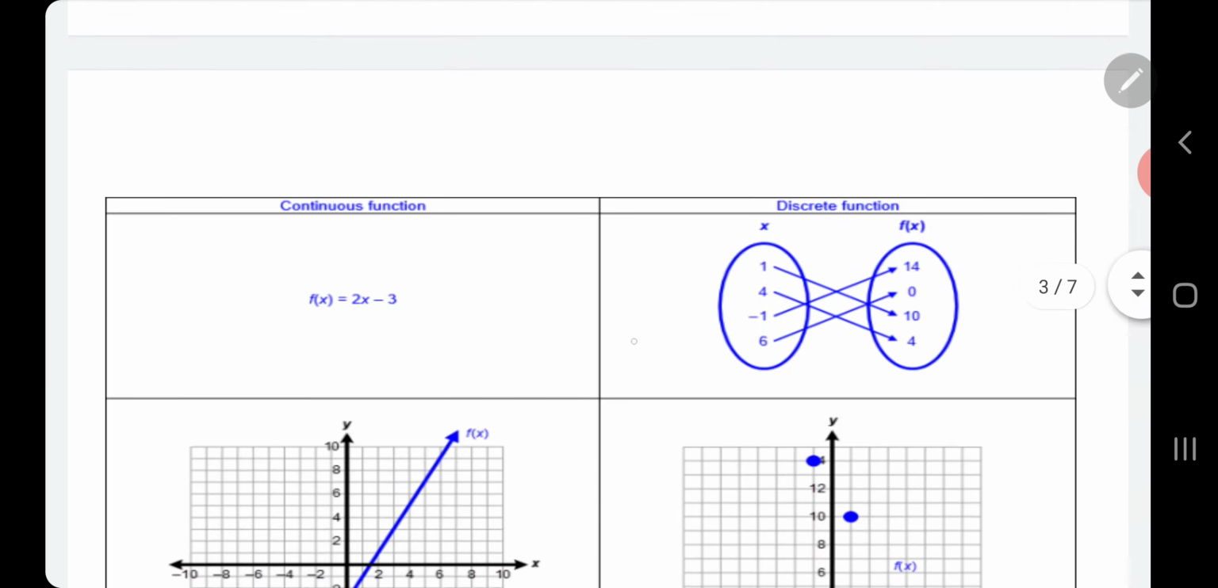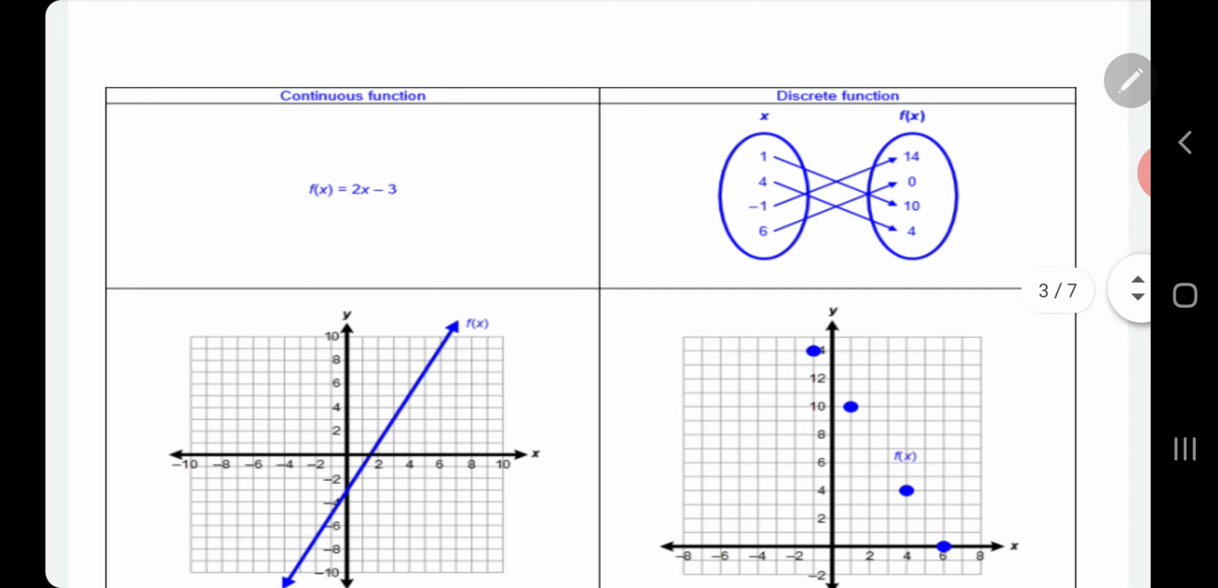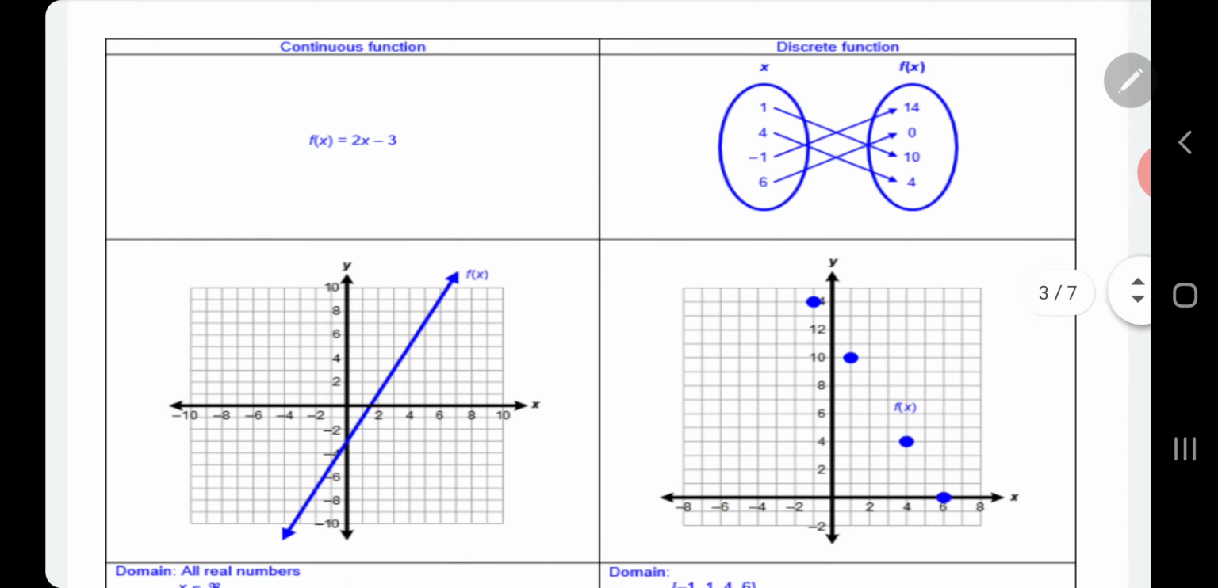Okay, guys. Let's look at the difference between a continuous function and a discrete function. A continuous function is something like f of x or y equals 2x minus 3. And if you graphed it out, it would look something like this. Notice how if I were to draw this line, I would never pick up my pencil or pen. Once again, it doesn't mean that it has to go on forever. It just means if I draw from one point to another point, I'm never having to pick up my pencil or pen.